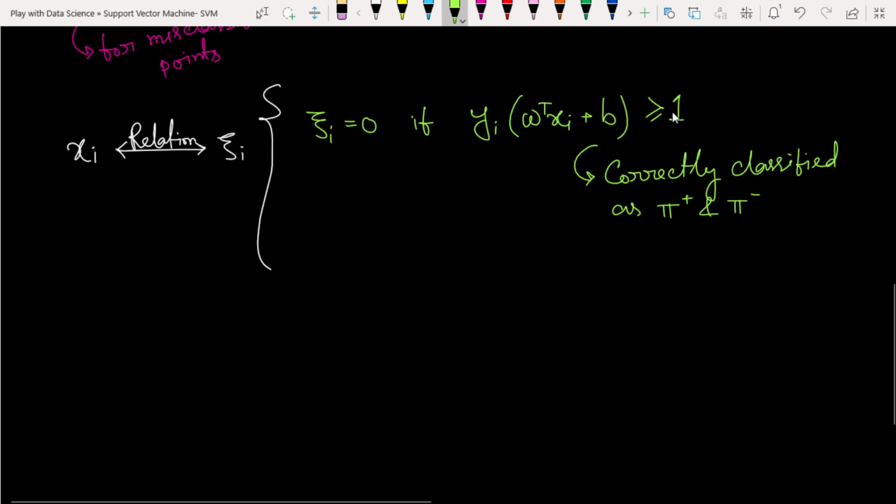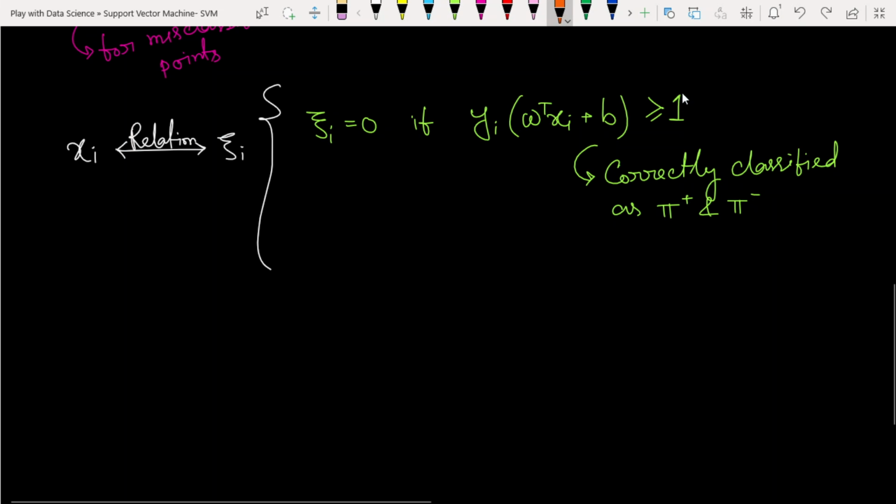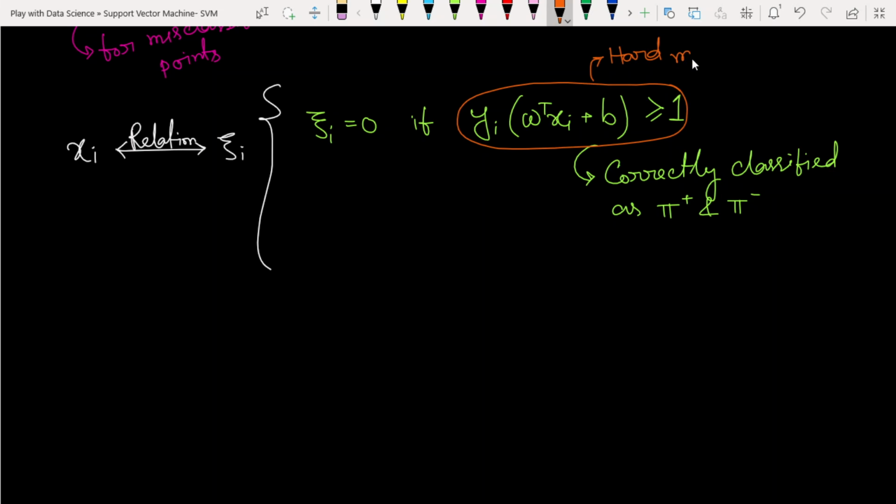These situations we have seen in hard margin. If you just revisit our first hard margin SVM, then you can see this constraint equation, which is called our hard margin equation. These situations we got in the hard margin situation. This is our hard margin SVM.